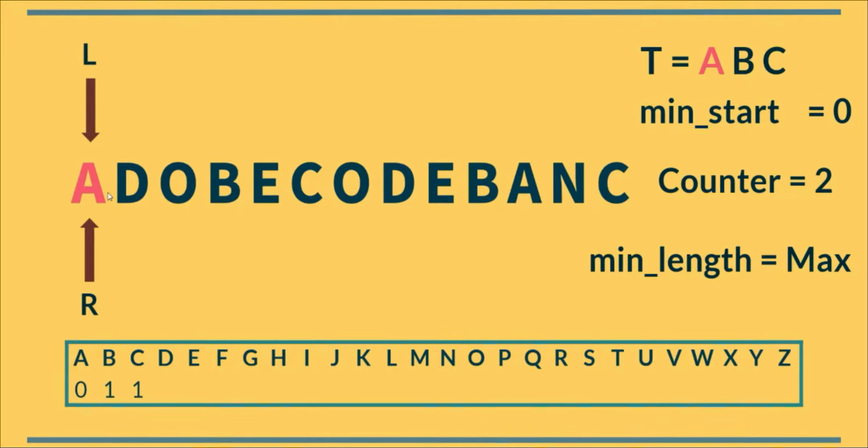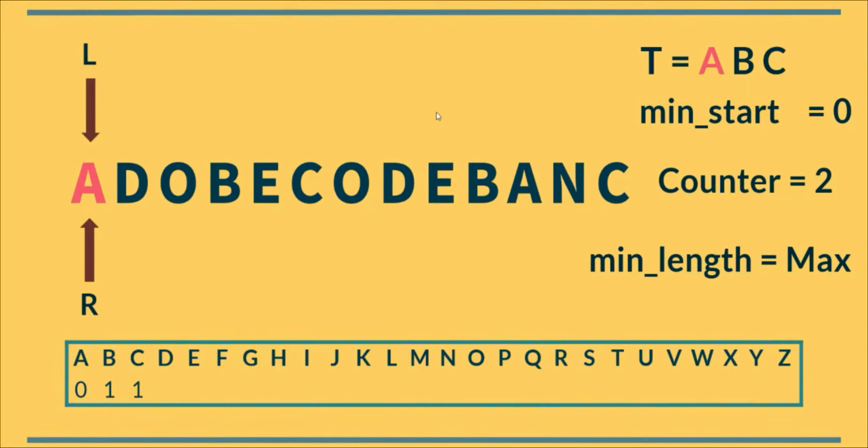So first our R pointer points to A. A belongs to our string T and the value of A in our hash map was 1. So we decrement the value of A in our hash map and now it becomes 0. Whenever we decrement a value in our hash map and it becomes 0 or is still a positive number, we need to decrement our counter variable because we have now included a character in our substring which was also a character in T.